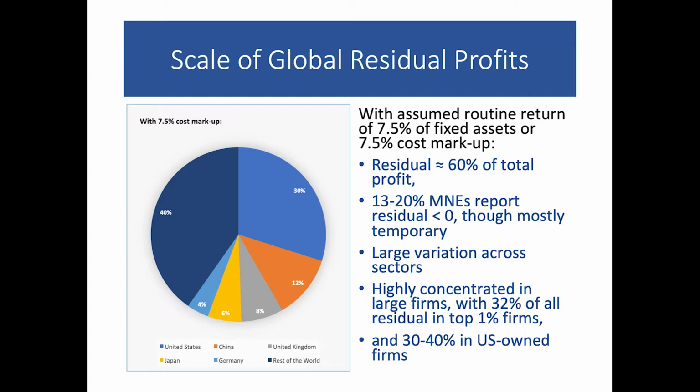So this is the set of results with an assumed routine rate of 7.5% on the underlying fixed investment, or 7.5% cost markup. Total residual is about 60% of the total profit of these largest 10,000 multinationals, while for a small portion of them, between 13 and 20%, they do report negative residual. That highlights the practical question of how you allocate negative residual, although many of these are temporary. Not many multinationals consistently have negative residual over their lifetime or within the sample period.